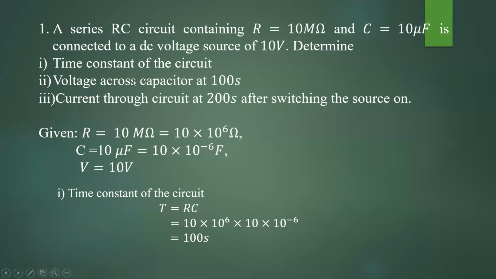Then you have to find the voltage across the capacitor at 100 seconds. You know that the time constant of the circuit is also 100 seconds. At 100 seconds, what will be the voltage? It is a charging of the capacitor, therefore voltage and charge will increase during the charging process. So by how much amount does the voltage increase?